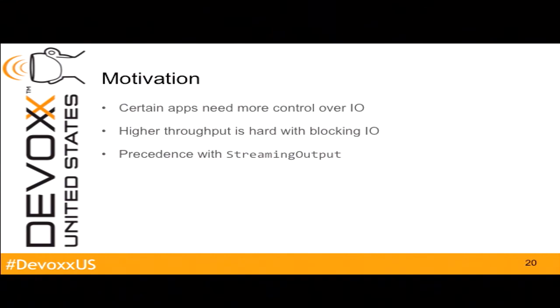Since JAX-RS 1, we had this idea of streaming output that was a way of providing applications a little bit more control, sort of a lightweight message body writer. But it turns out that that's not sufficient for what these new breed of applications require, where you have a high throughput requirement on I/O. So we struggled with this idea of how to do non-blocking I/O with JAX-RS, and I'll show you a little bit where the discussion started and where we are at the moment.